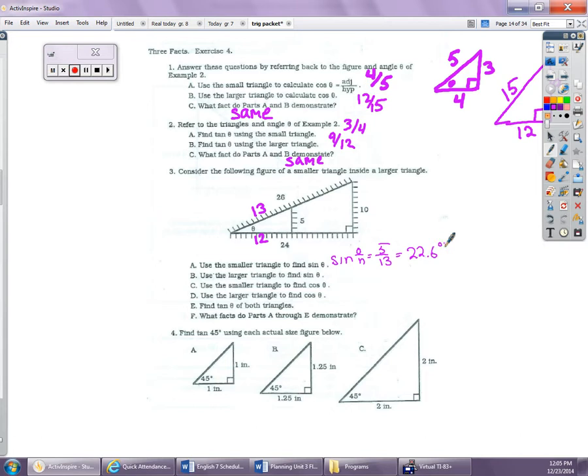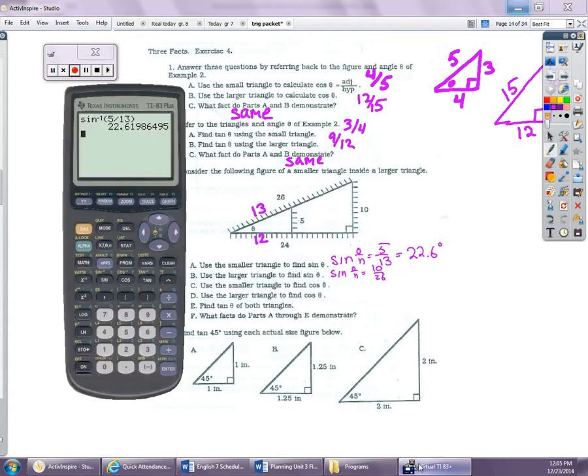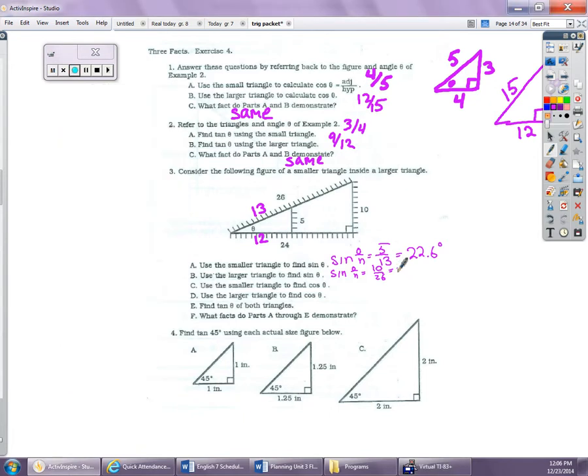And then we can look at the larger one. You look at the large triangle. The sine of the larger triangle is going to give us 10, opposite, over 26, hypotenuse, so 10 over 26. Now if we do that same process, the inverse sine of 10 divided by 26, and I'm still in my degree mode, gives me 22.6. So notice how they're the exact same thing. And then we can look at the cosine.